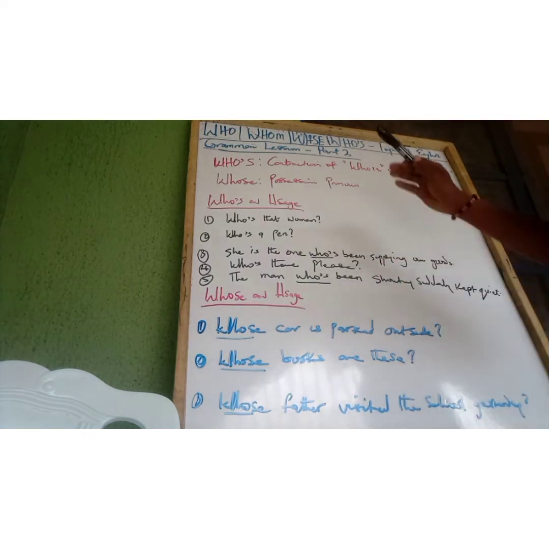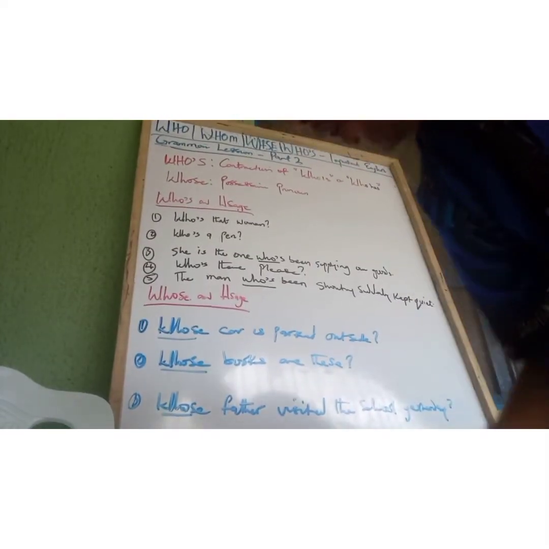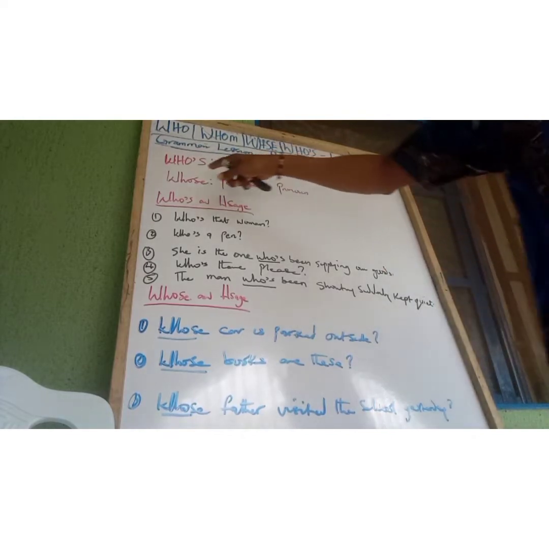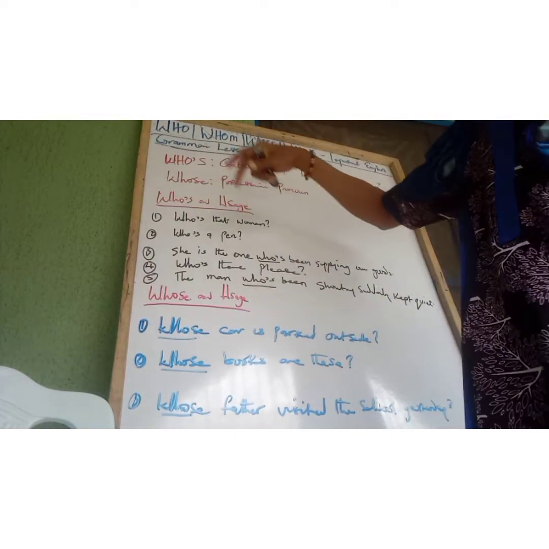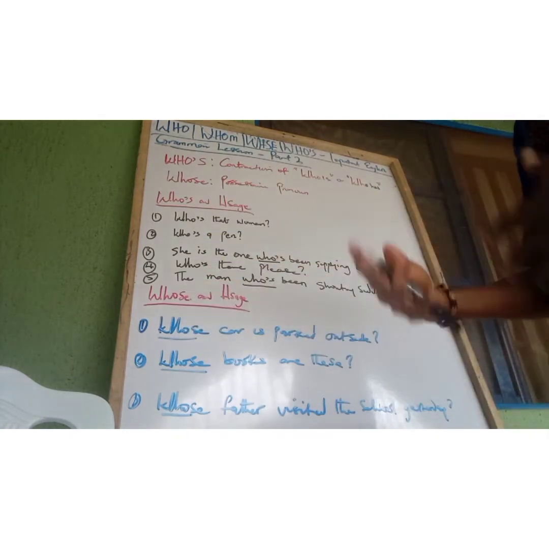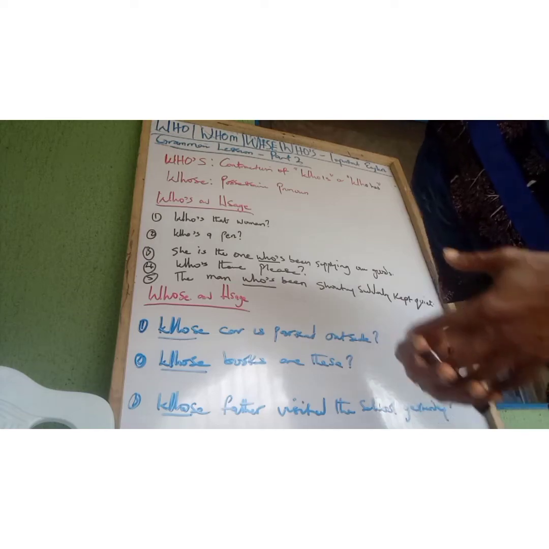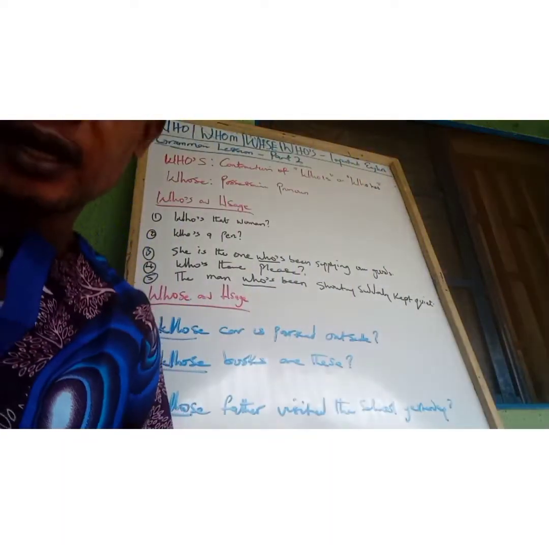So these are the simple and explicit usages of the contracted who's, meaning who is or who has, and the pronoun whose, which depicts possession of things, whether in spoken or written language.